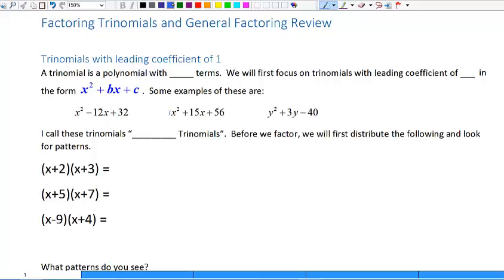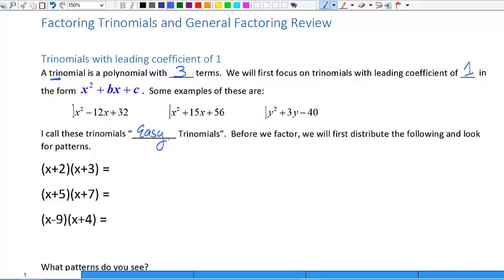Our next lesson is on factoring trinomials and a general factoring review. A trinomial is a polynomial with 3 terms. That's what the tri in trinomial means, 3. We will first focus on trinomials with leading coefficient of 1 in the form x squared plus bx plus c. Notice that each one of these examples has a leading coefficient of 1. I call these easy trinomials, okay, with a leading coefficient of 1.